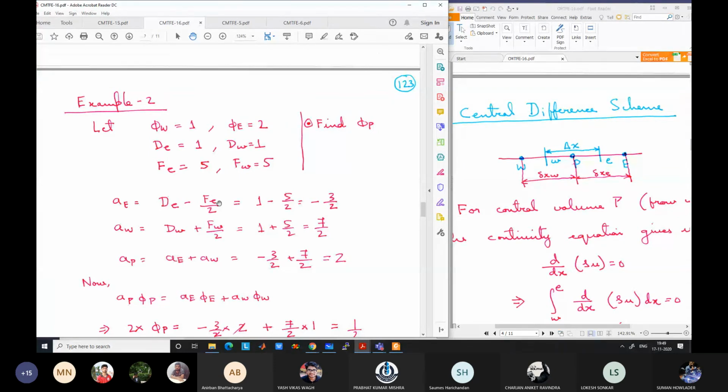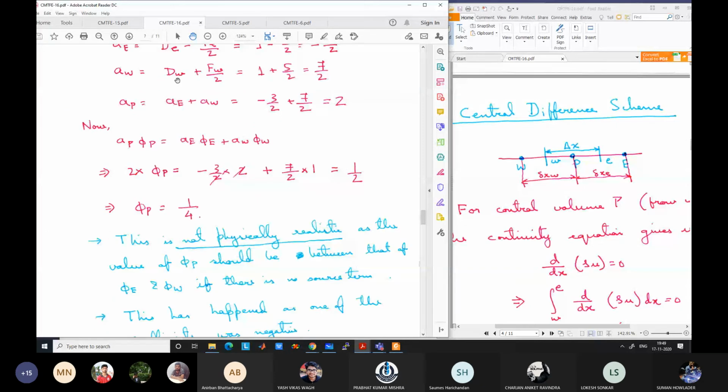Similarly, if Fe is less than minus 2D, in that case Fw, because Fe is equal to Fw, will also be less than that, or Fw is less than minus 2Dw. Let us consider this case. In that case, what will happen? This term will become negative. Yes, the entire term will become negative. Fw by 2 will overcome this Dw term.